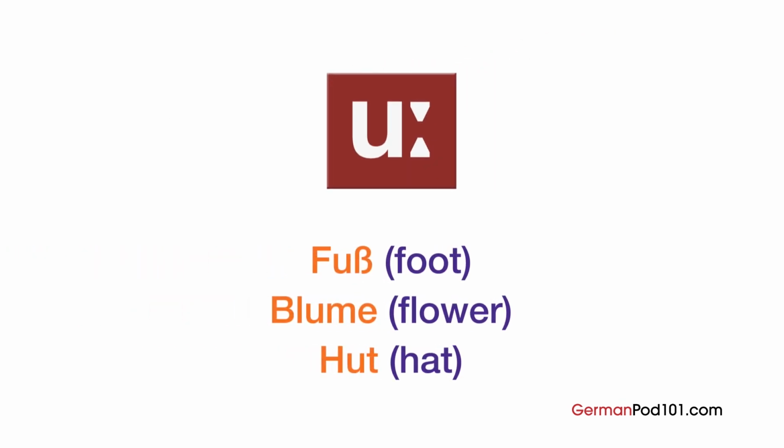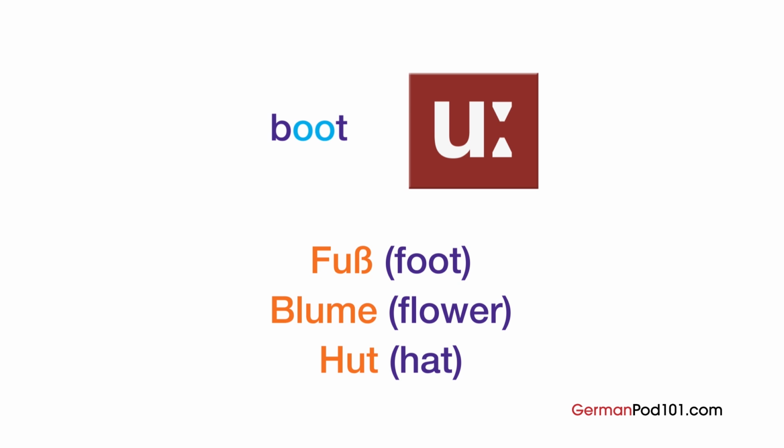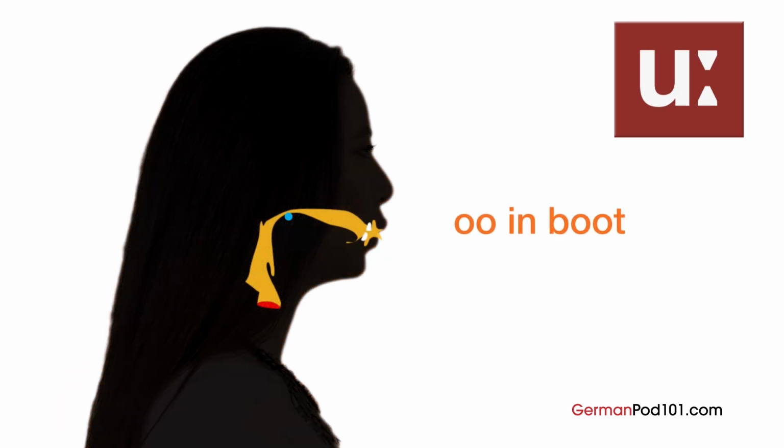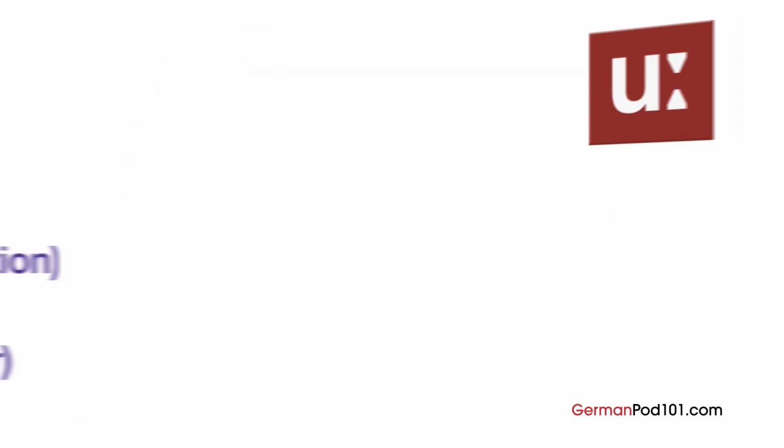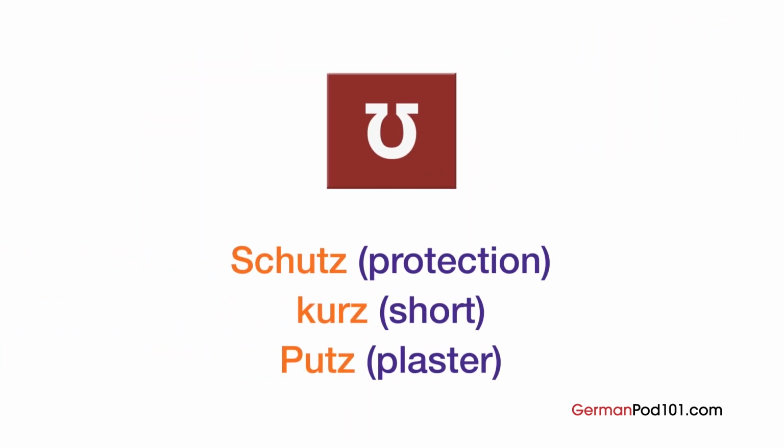The next vowel is U, as in Fuß, Blume, Hut. It's identical to the double O sound in the word boot. U, U.